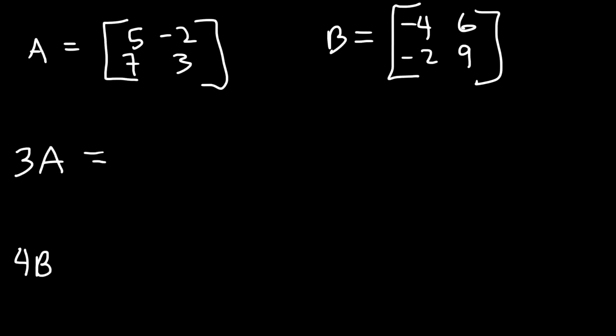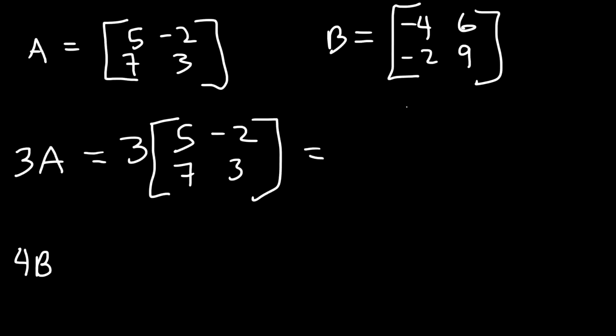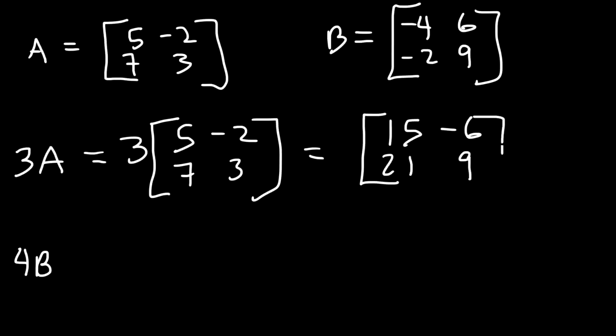So for 3A, all we need to do is multiply matrix A by 3. So every element in this matrix, we're going to multiply it by 3. So 3 times 5 is 15, 3 times -2 is -6, 3 times 7 is 21, 3 times 3 is 9, and that's it. So for 4B, it's just going to be 4 times all of the elements in matrix B.